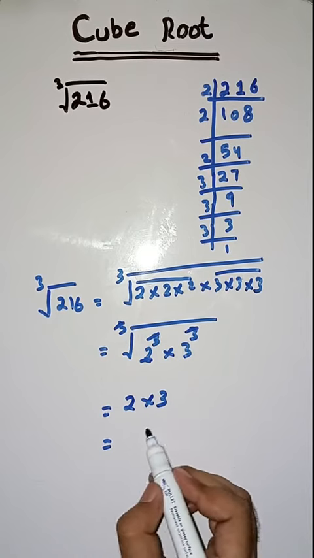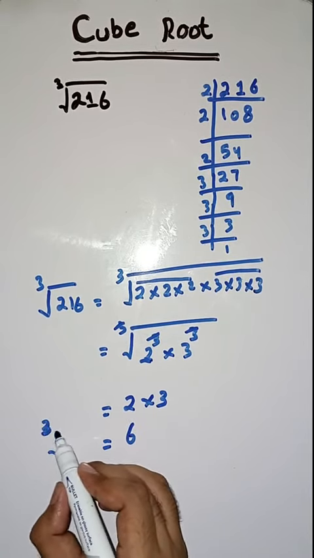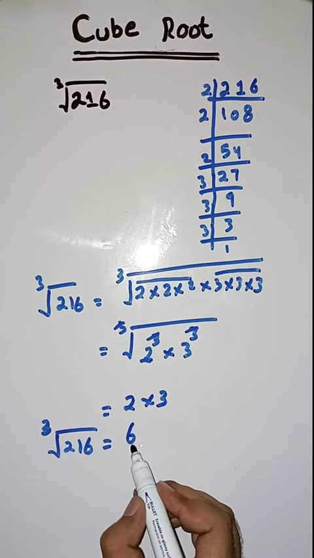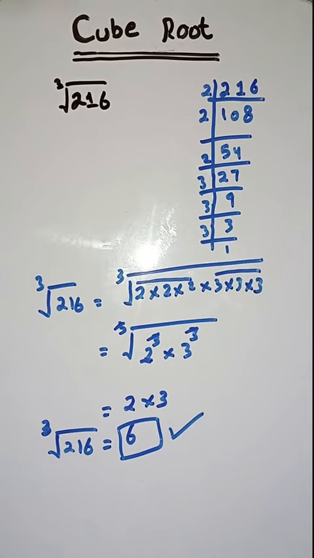So 3 twos are 6. So students, the cube root of 216 is equal to 6. Got it? Hopefully students you get the point.